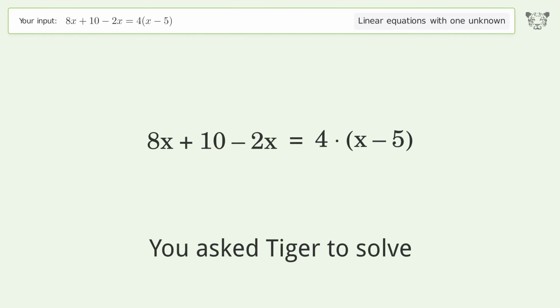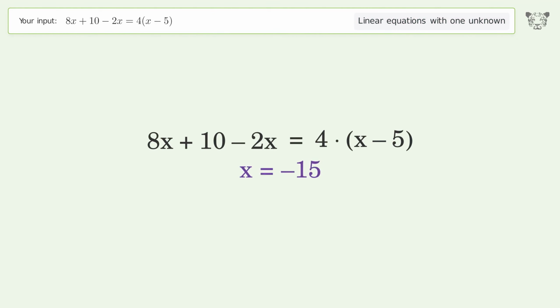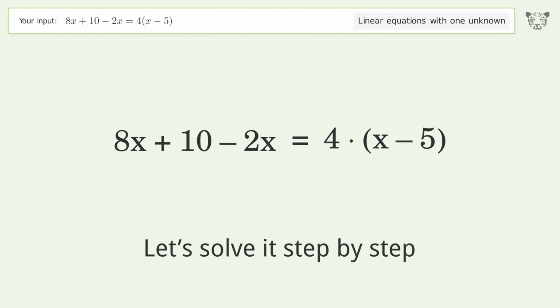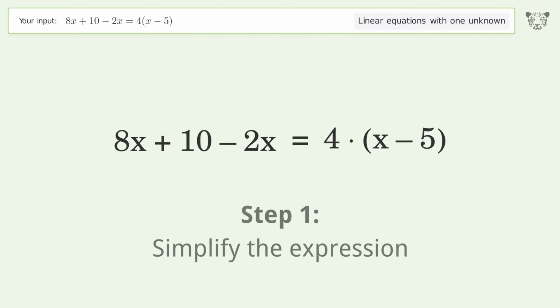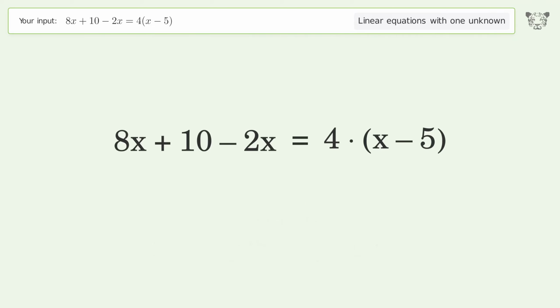You ask Tiger to solve this. This deals with linear equations with one unknown. The final result is x equals -15. Let's solve it step by step. Simplify the expression. Group like terms.